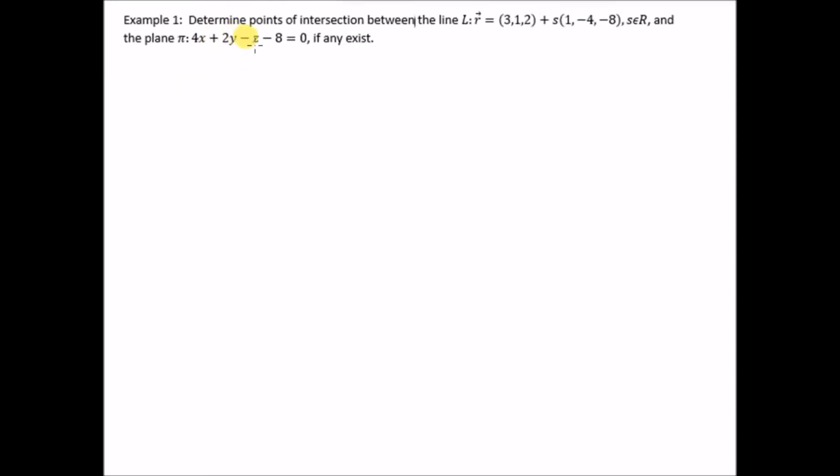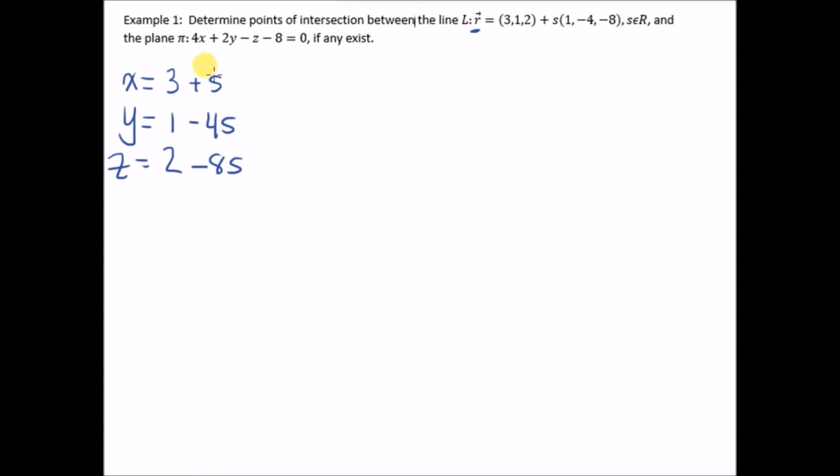Example one: determine the points of intersection between this line L and this plane pi. First, we want to convert the equation of the line, which is right now in vector form, into parametric form. So let's write x equals 3 plus s, y equals 1 minus 4s, and z equals 2 minus 8s. These are the parametric equations of the line.